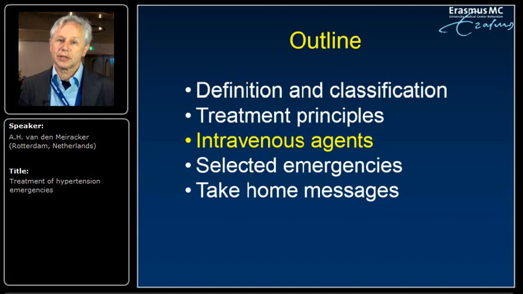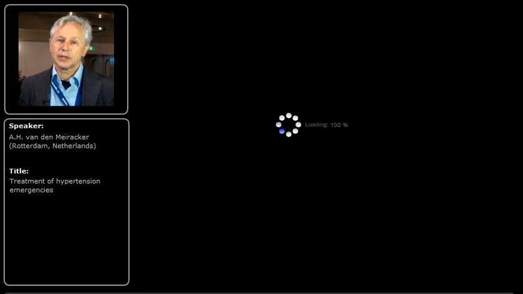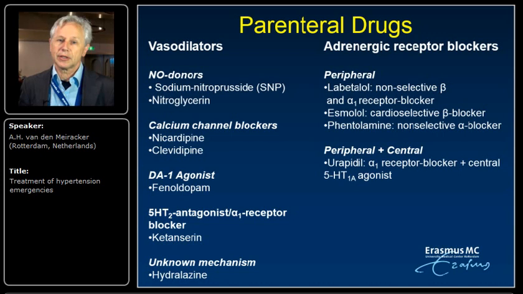The different agents we have, I will now discuss very shortly. We can divide our parenteral agents in vasodilators and adrenergic receptor blockers. The vasodilators, the most known is, I think, sodium nitroprusside, but also nitroglycerin. We have the calcium channel blockers, nicardipine and clevidipine. Then we have a dopamine agonist, fenoldopam. Then ketanserin, which is a 5-HT2 antagonist and an alpha receptor blocker. And then we have hydralazine, of which the mechanism is not known.